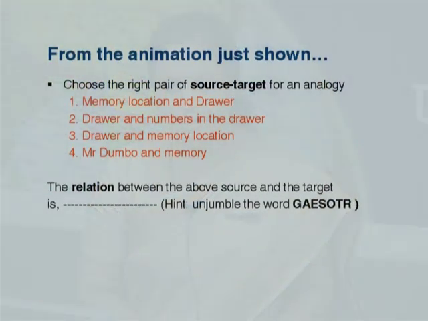The visualization illustrated an analogy where the source happens to be the drawer, which is very familiar and known to us, and the target happens to be the memory location, which is being studied in the concept of computer programming. What exactly is the similarity or the relation between them? This is again a question for you all. The relation between the source and the target, that is drawer and the memory location, is dash. There is also a hint: unjumble the given word.